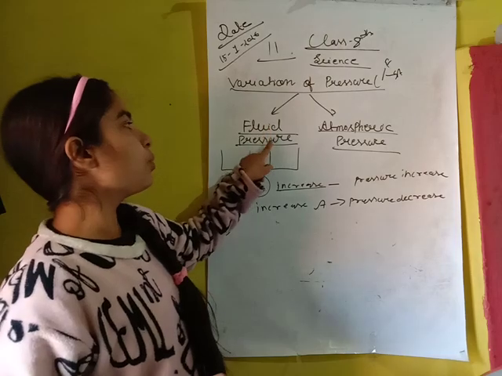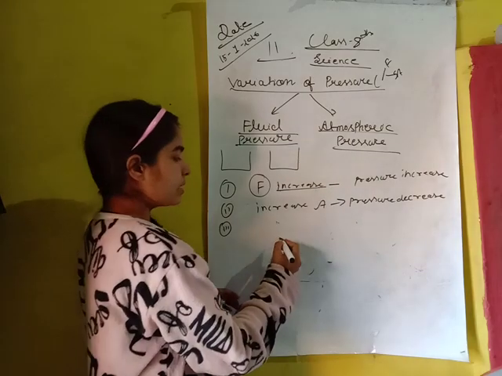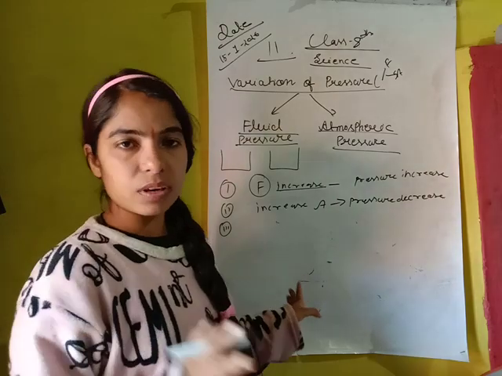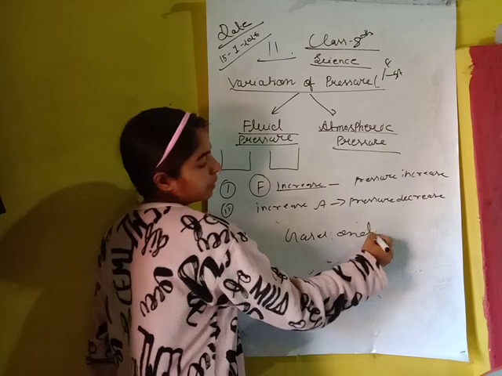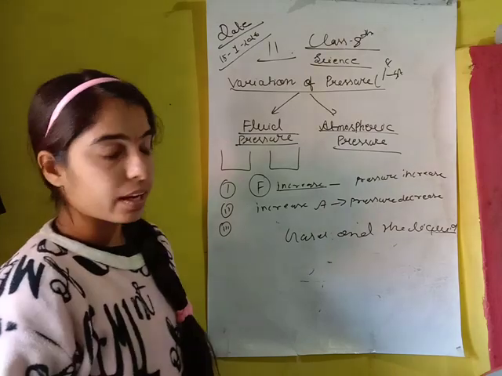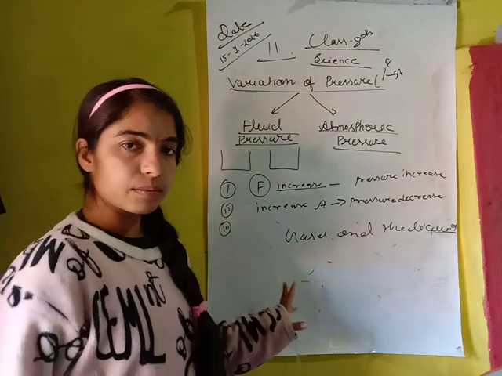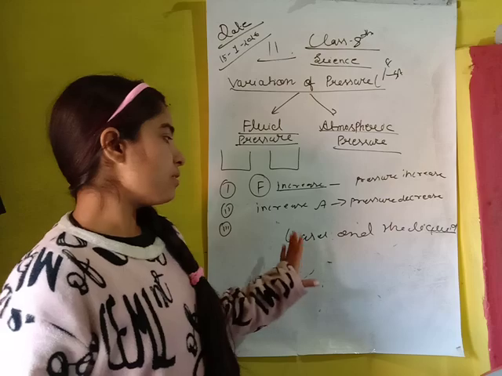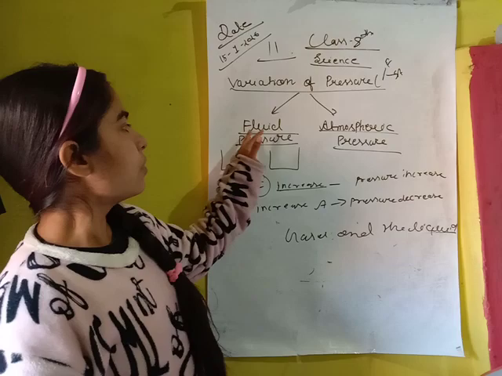So what is fluid pressure? Firstly, you should know what a fluid is. Listen, a fluid is a substance which can flow. Any substance which can flow is known as a fluid, and we can say that gases and liquids are fluids. The pressure which is exerted by gas molecules or atoms and by a liquid is called fluid pressure.